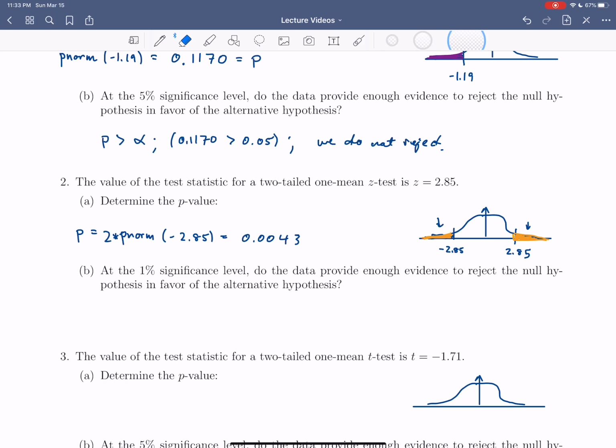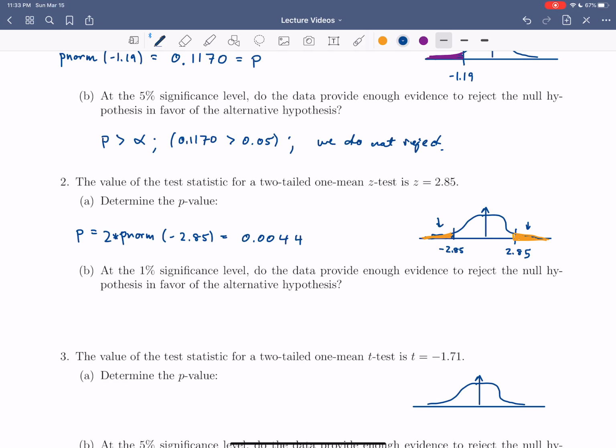0.00437, but I said I would round to 4 decimal places. It's really 0.004371 blah blah blah. But if we round to 4 decimal places, that would be 0.0044. Okay, so there's our p-value.